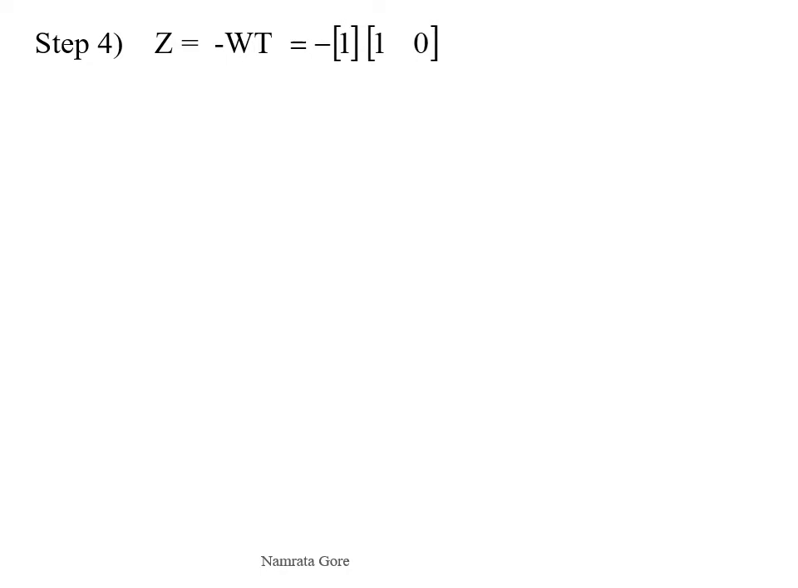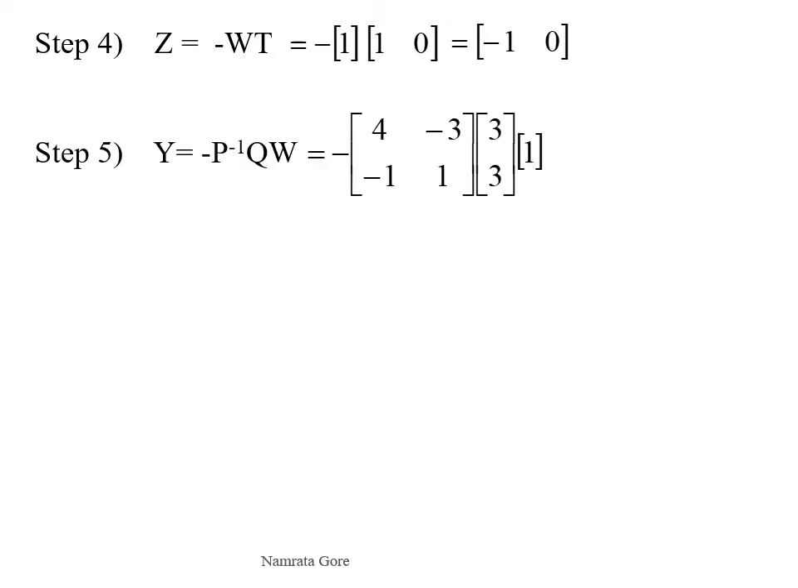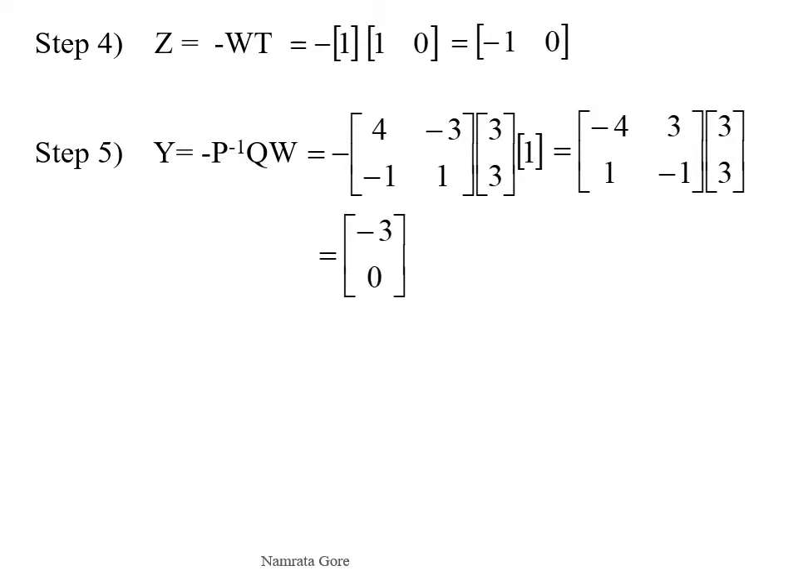In step 4 we substitute W that we got as 1 and T that we got as 1 0 to get minus 1 0. Step 5: P inverse, Q is 3 3 and W is 1. So first we have solved 3 3 into 1, and then we have multiplied the 2 by 2 and 2 by 1 matrices to get a 2 by 1 matrix.